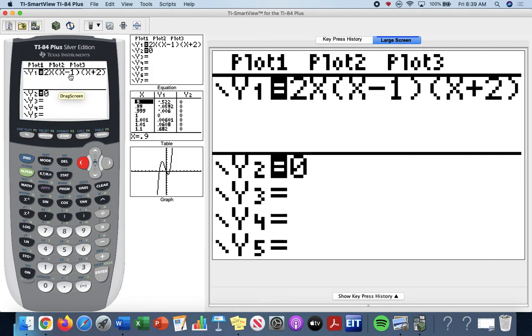is 2x, quantity x minus 1, quantity x plus 2. So I have that typed into y1. And I know I'm going to need to find some zeros, so I went ahead and plugged in a 0 into y2. So notice this function that we're looking at is the derivative function. So this is the graph of f prime of x.